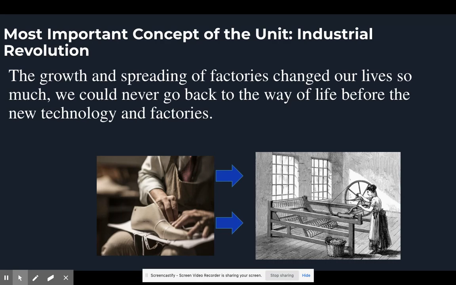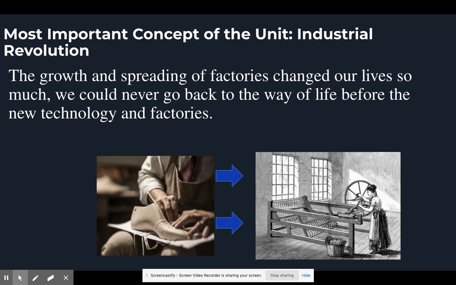So the most important concept of the unit is the Industrial Revolution, the growing and spreading of factories. It changed our lives so much we could never go back to the way of life before the new technology and factories, right? So in this photo, it's the example of making clothes or shoes, right?